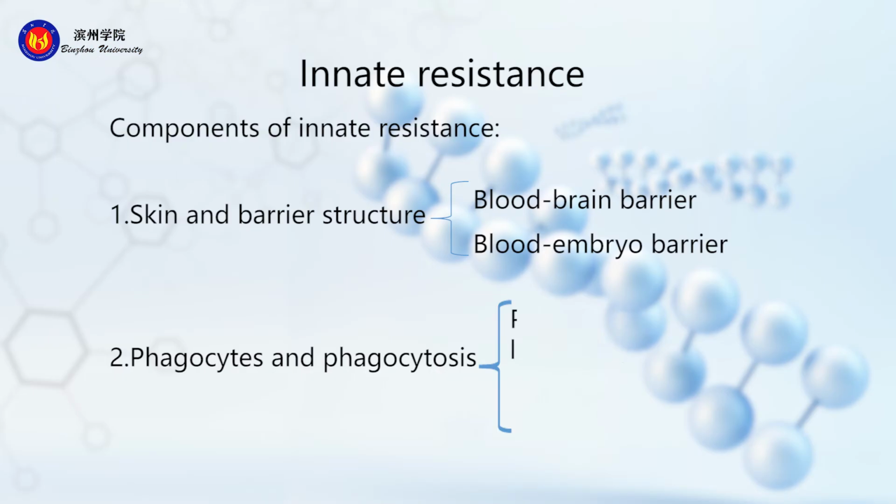Once the pathogen penetrates through the first defense, such as the barrier, the host will use the second defense: polymorphonuclear leukocytes and dendritic cells.